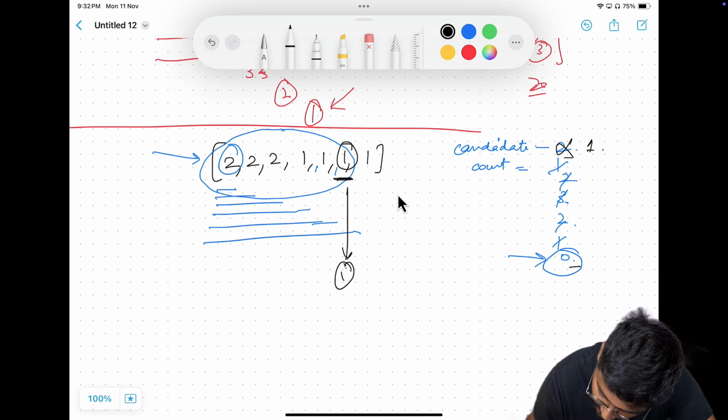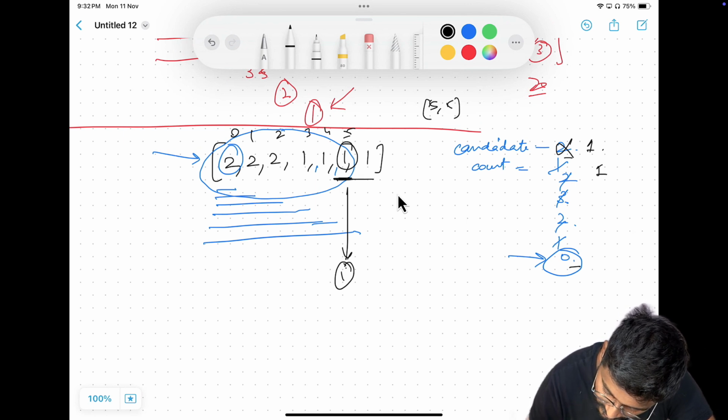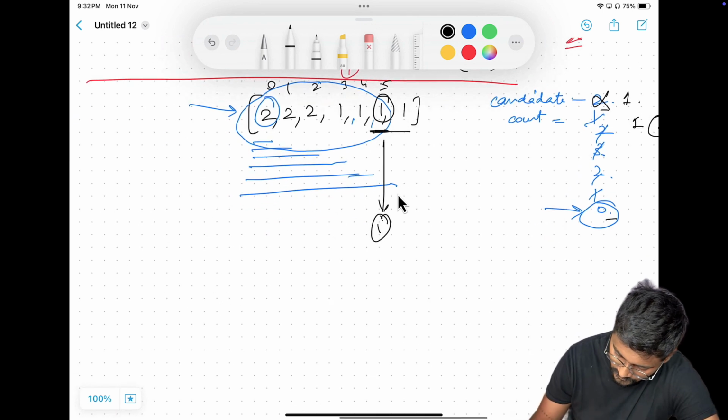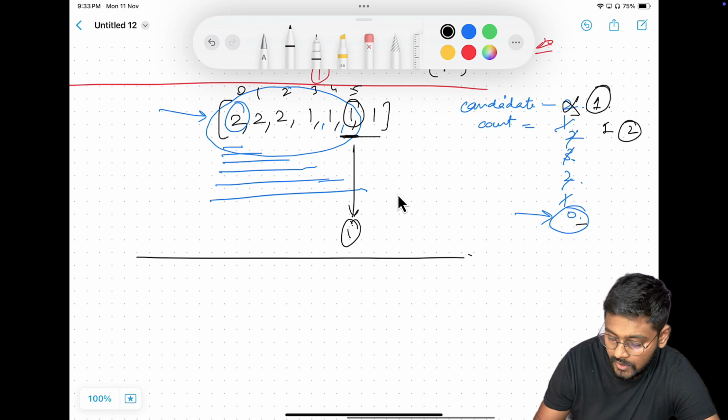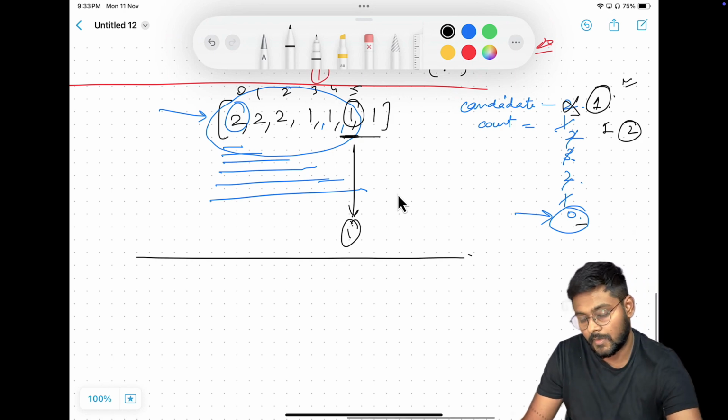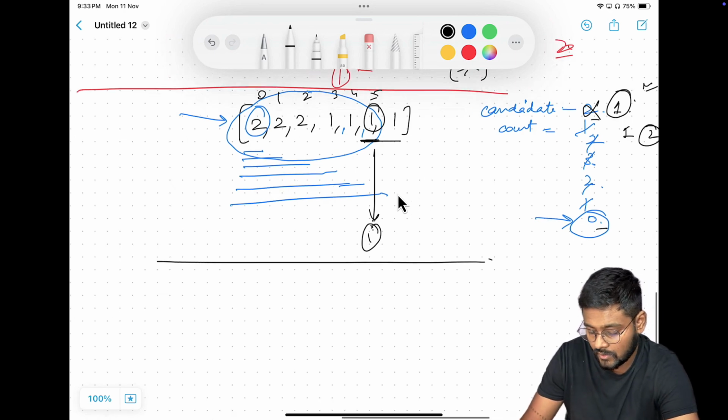For this subarray, you mean 0 1 2 3 4 5, index 5 to 5, the count is 1. From 5 to 6 the count is 2. So after processing the array, I have my candidate as 1. I will just check whether my candidate is the majority element or not.